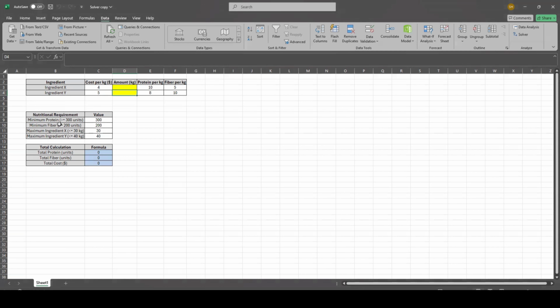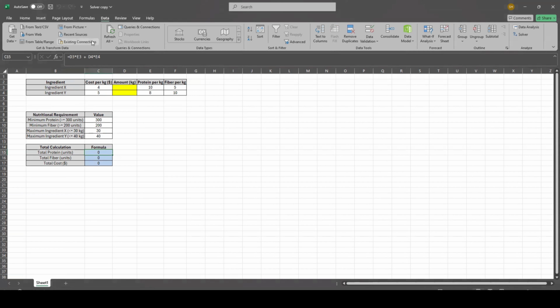The minimum protein requirement of the drink is that it should be greater or equal to 300 units. For the minimum fiber, it should be greater or equal to 200 units. For maximum ingredient X in the drink, it should be less than or equal to 30 kg. For maximum ingredient Y in the drink, it should be less than or equal to 40 kg. So all the requirements are given here. Now let's see the blue cells.